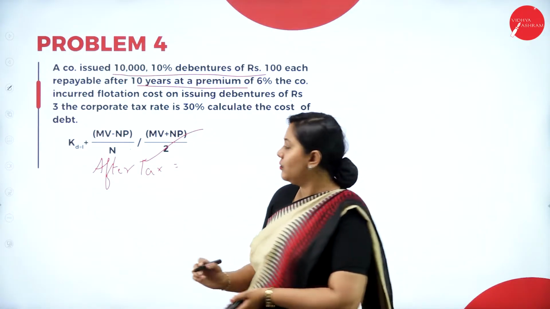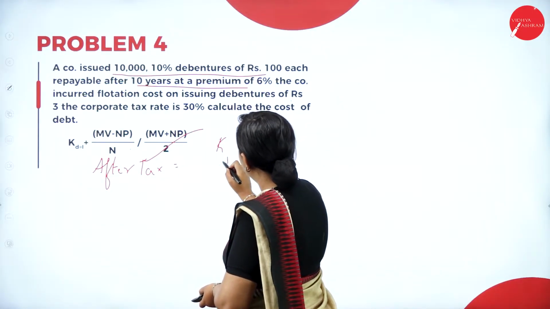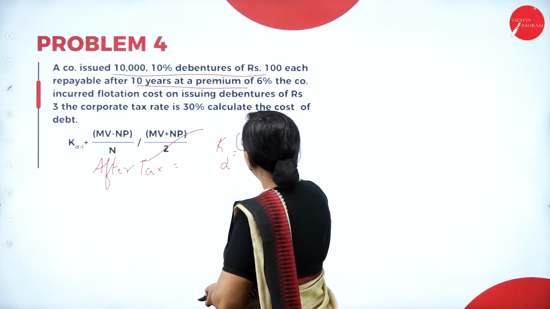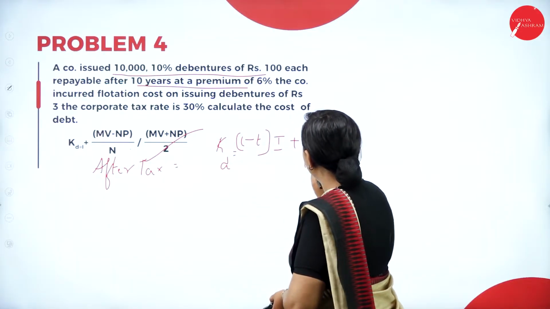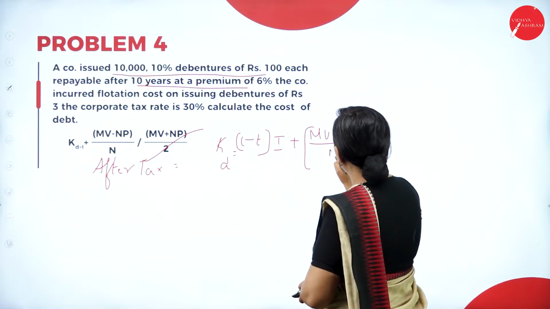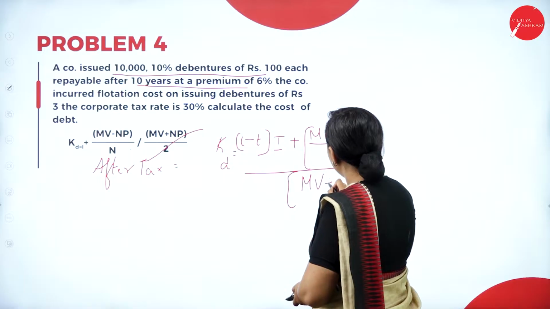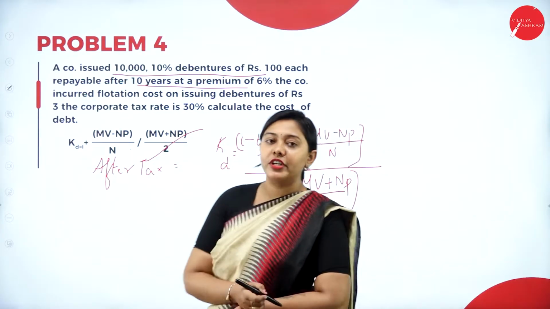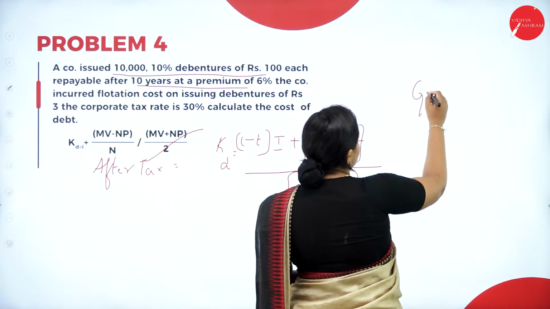So what is the formula? Cost of debenture is equal to 1 minus tax rate into interest plus maturity value minus net proceeds divided by number of years, whole divided by maturity value plus net proceeds divided by 2. So this is the formula of after tax calculation. So let us understand what is given in the question.